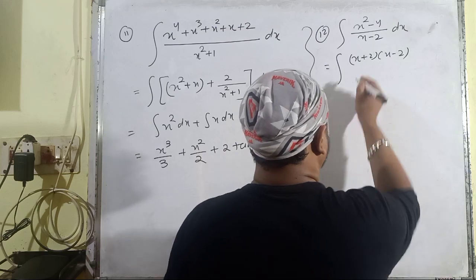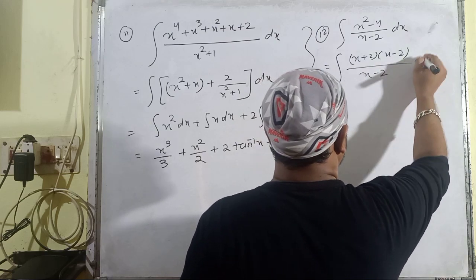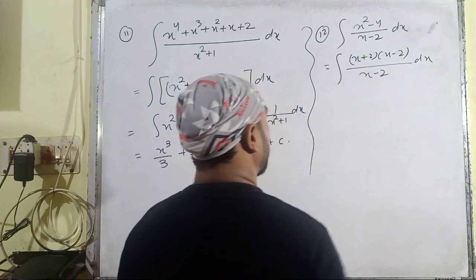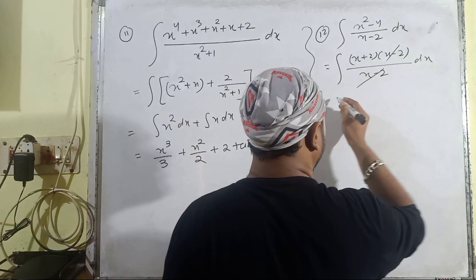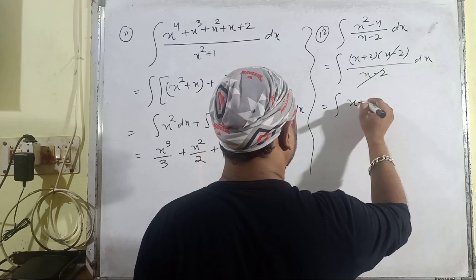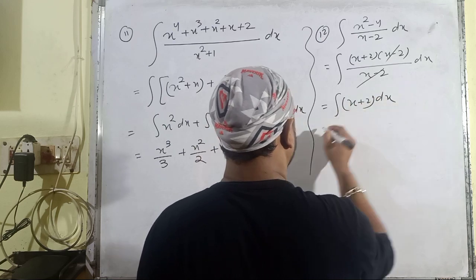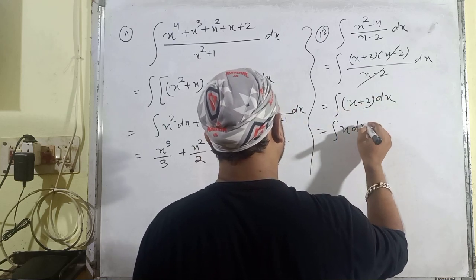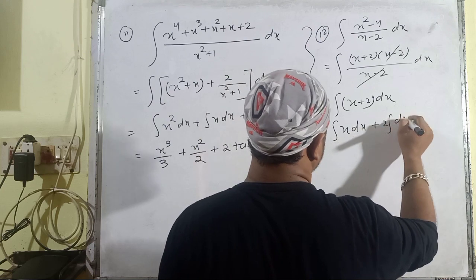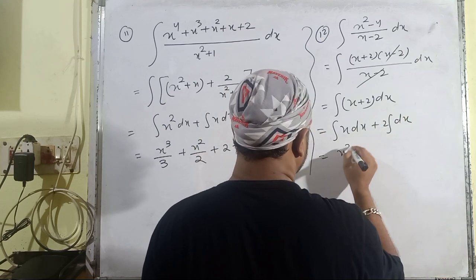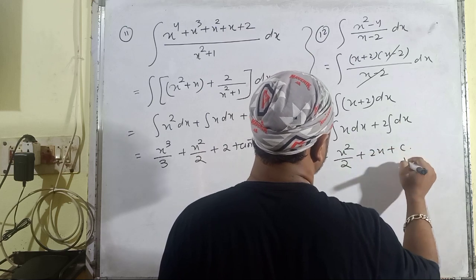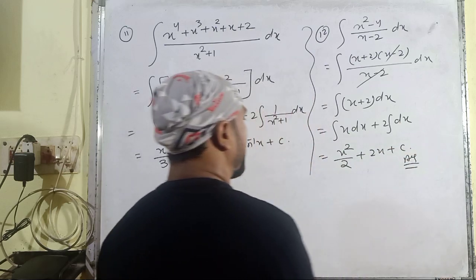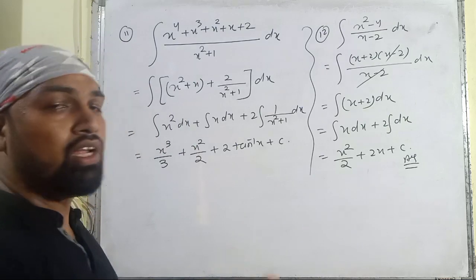Again in the denominator it is x minus 2 and we have to integrate this with respect to x. But before going to the integration process, first of all we have to cancel the common parts here. So the integral of x plus 2 with respect to x is the integral of x dx plus 2 multiplied with the integral of dx. So it will be x^2 divided by 2 plus 2x plus any constant c, and this will be the answer for problem number 12.